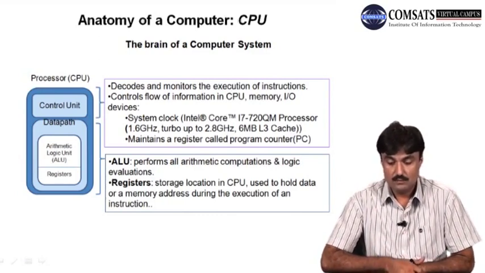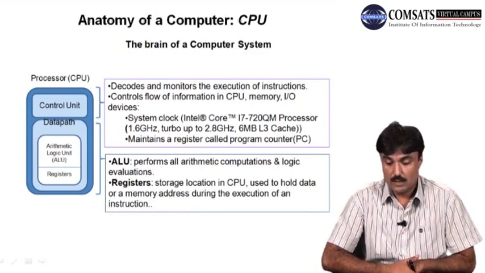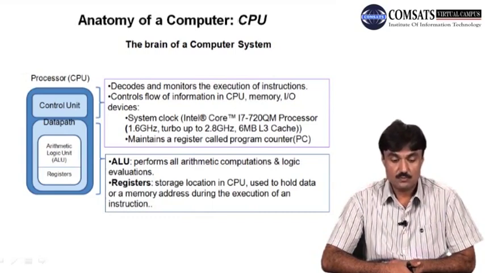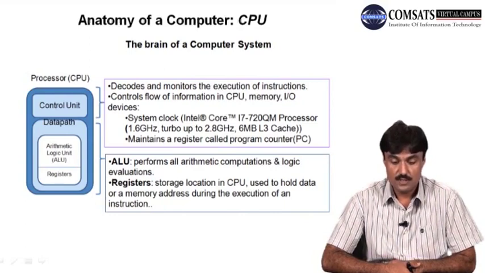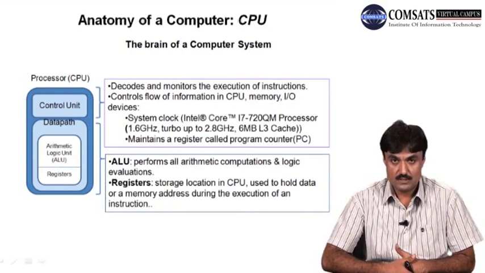Just like in the Intel i7 or Core i7, there's a system clock. It's 1.6 gigahertz up to 2.8. It has 6 MB L3 cache and so on, and it maintains a register called the program counter. So this control unit basically controls all the operations inside the computer.